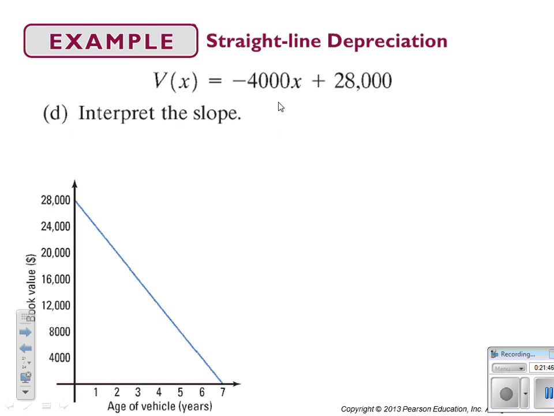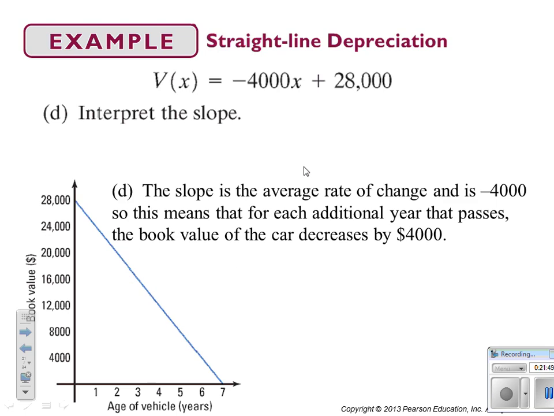All right, so let's interpret our slope. The slope is the average rate of change and is negative 4,000. So this means that for each additional year that passes, the book value of the car decreases by 4,000. When it asks you to interpret the slope, make sure you have a nice sentence using proper grammar, punctuation, spelling to describe, because they're asking you to verbally write out.